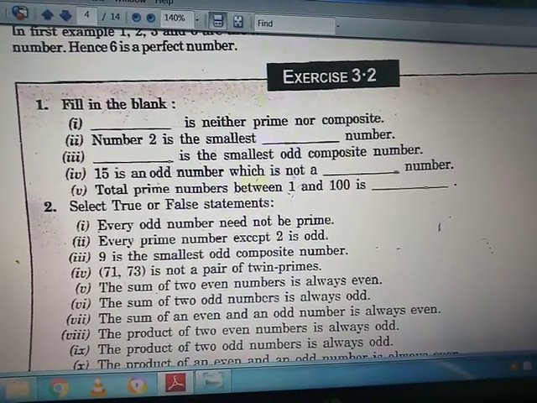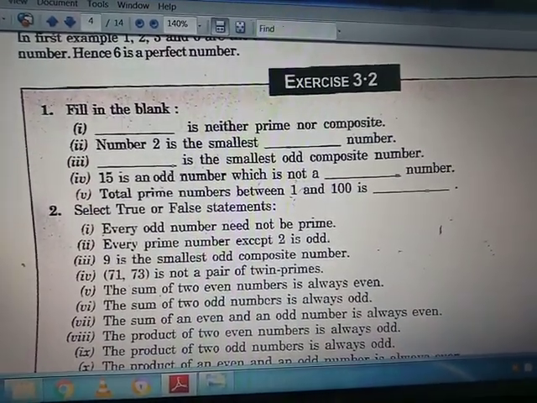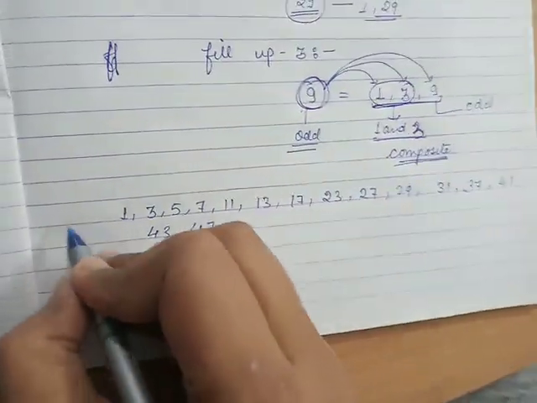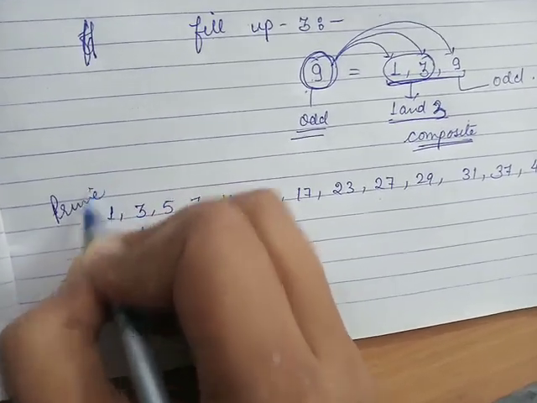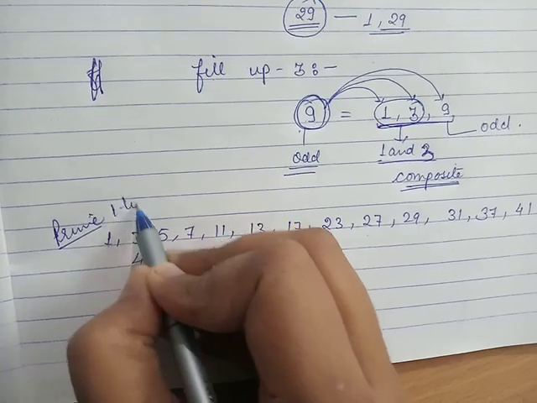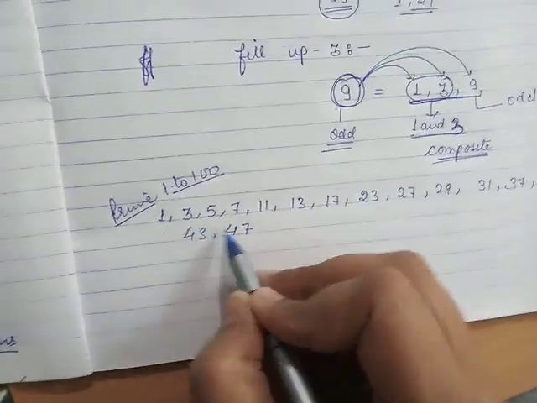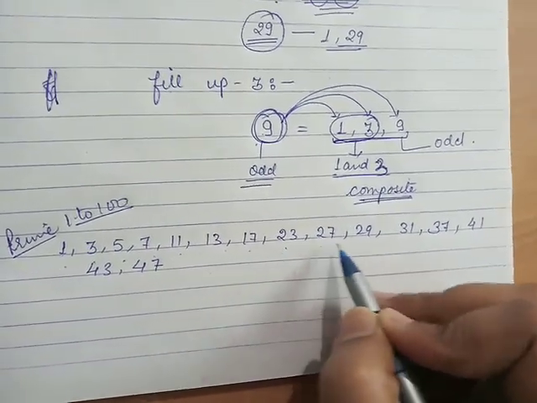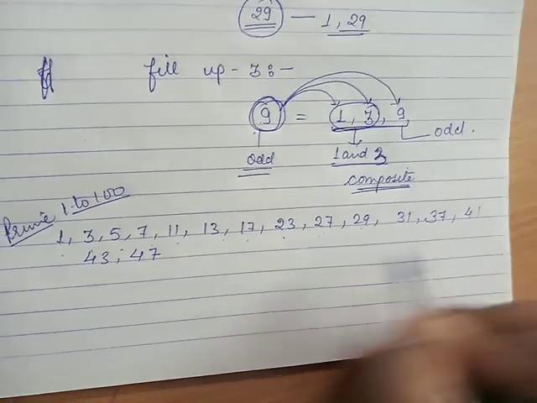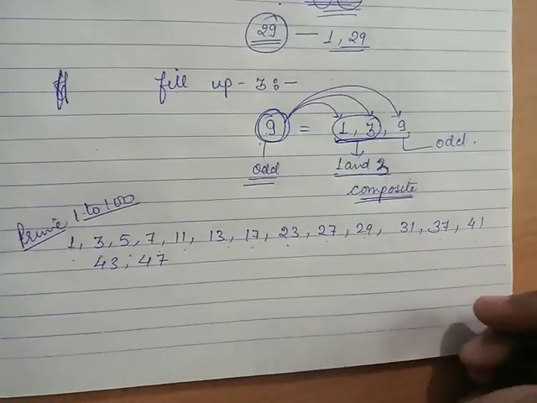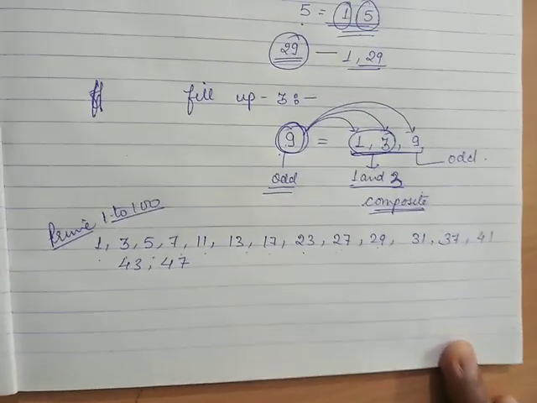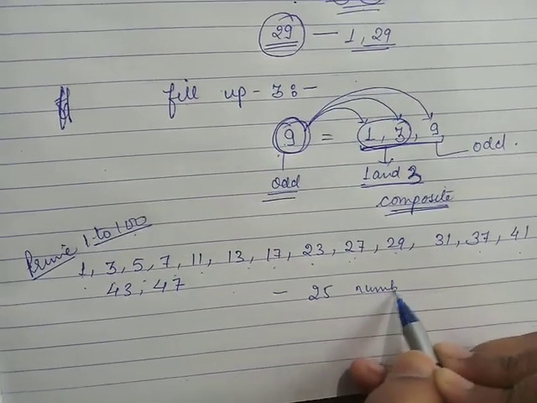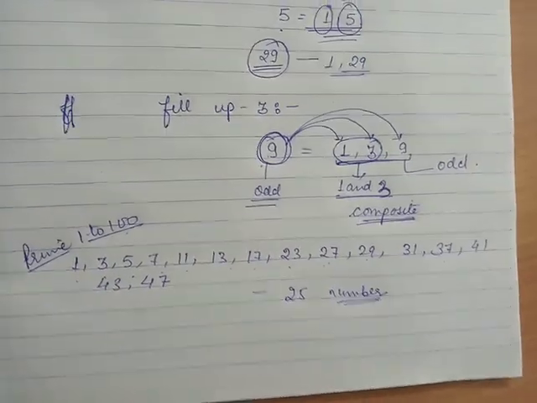Now the fifth part of the fill up is the total prime numbers between 1 and 100. You will write all the prime numbers between 1 and 100, then count them. You will write 2, 3, 5, 7, 11, 13, 17, 19, 23, 29, 31, 37, 41, 43, 47, and so on. Basically those numbers which are divisible only by 1 and the number itself. If you write all of these up to 100, you will get 25 numbers. So in the fifth fill up you will write 25.